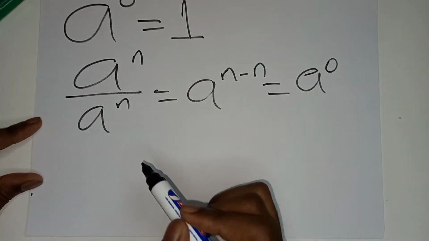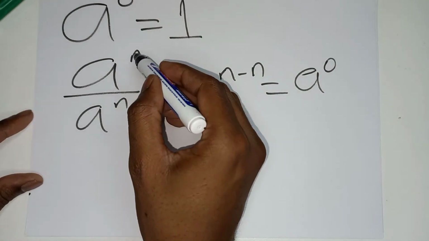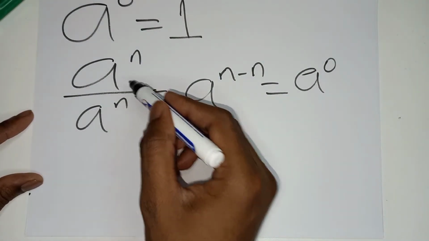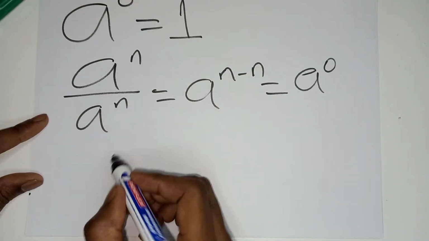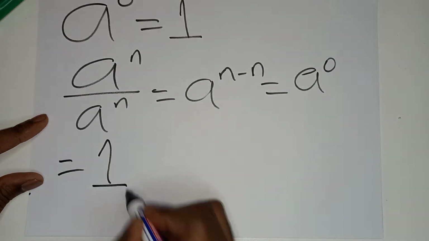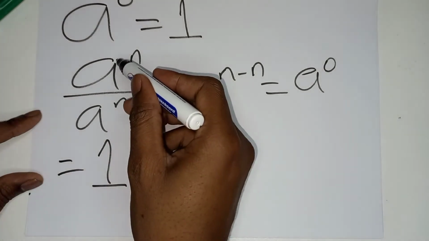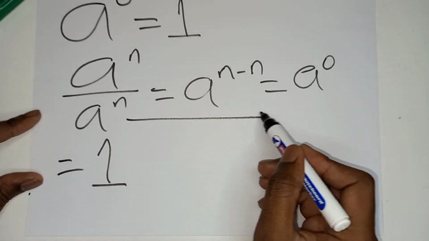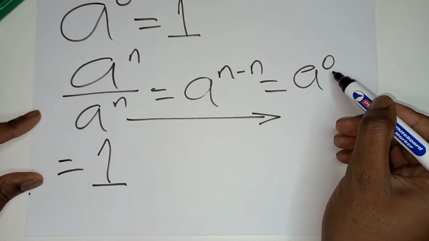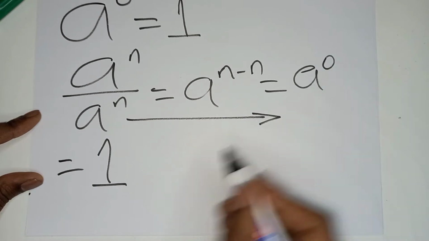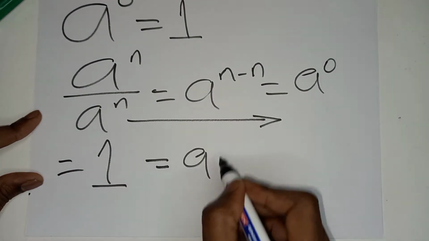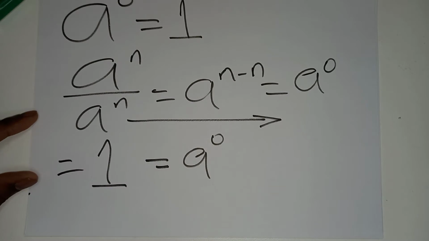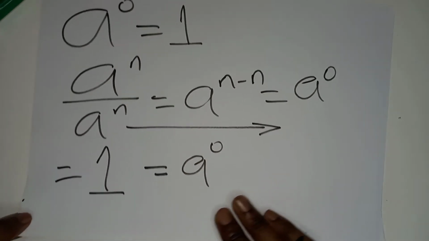Now, from algebra, we know that if you divide a number by itself, you get 1. So from algebra this is equal to 1. And if we apply exponential laws, we get a to the exponent of 0. It simply means a to the exponent of 0 is equal to 1. That's the first correlation.